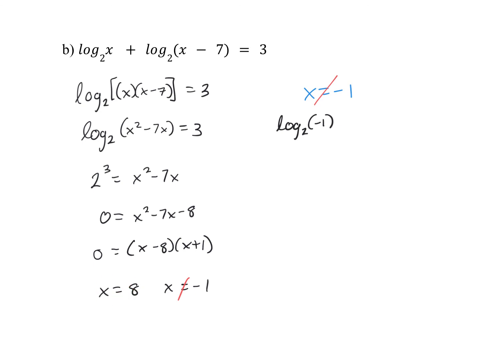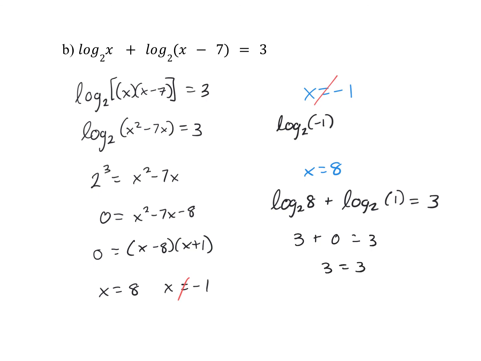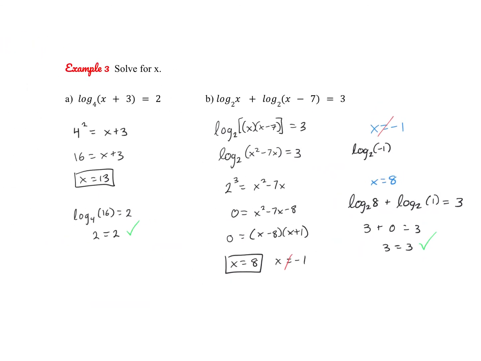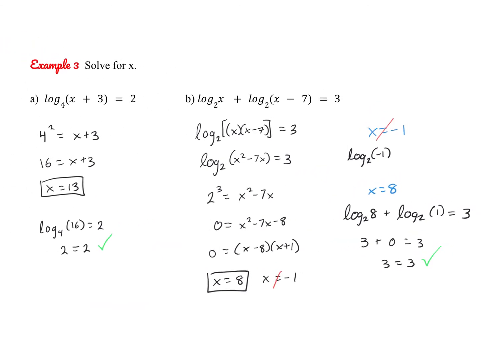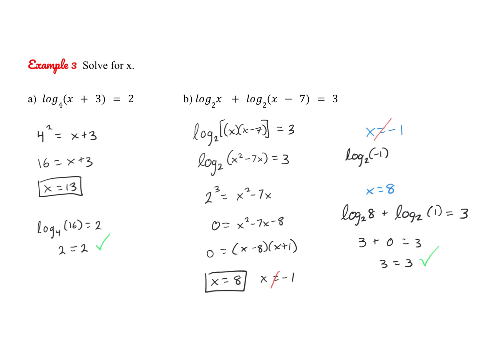We still need to check x equals 8. So let's substitute it in, log base 2 of 8 plus log base 2 of 8 minus 7 equals 3. Log base 2 of 8 is 3. Log base 2 of 1 is 0, and we get 3 equals 3. So we do have one solution here, x equals 8. But you can see how important it is that we checked our answers because in this case, we did have an extraneous solution. So always, always, always double check logarithmic equations.